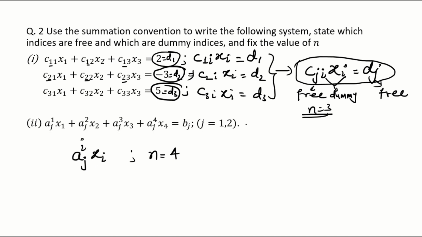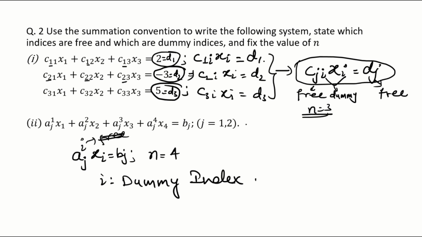But this expression is for the left hand side. For the right hand side, let's write dj. So j is a free index on the left hand side, and on the right hand side we have j as free. So this is meaningful. And i is dummy, so there will be a sum over i from 1 to 4. So you will get all the 4 terms from this expression. So you will write i is dummy index and j is free index.